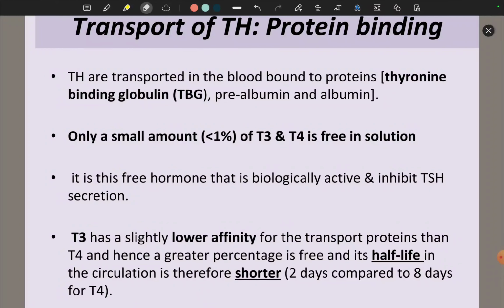T3 and T4: which one is active? T3. Which one is found more in the free form, T3 or T4? More T3 is in the free form than T4. Why is it so? Because the free one goes to the cells, and inside the cell there are more receptors for T3, or T3 has more affinity to the thyroid receptor.